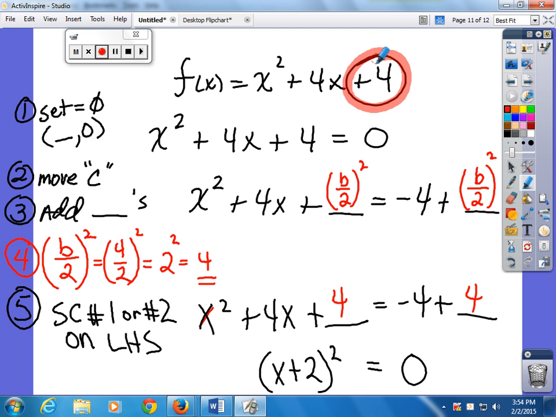What I would suggest you do is make up some and make them up all day long, because what can you check it on? Your calculator. Graph it on your calculator, then find the vertex, and then match it up with what you get for a vertex. Then check the x-intercept. That's what we're going to be doing for the next 2 weeks.